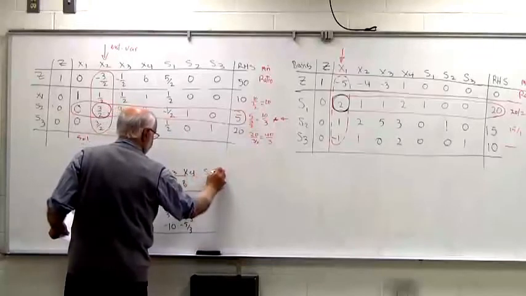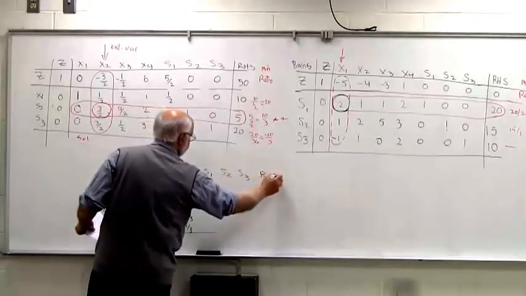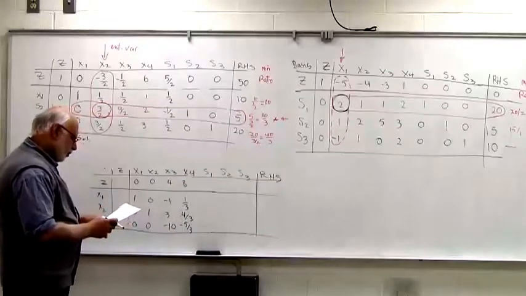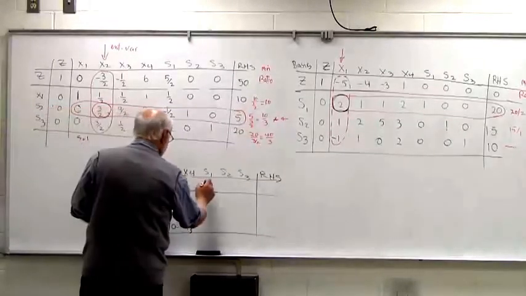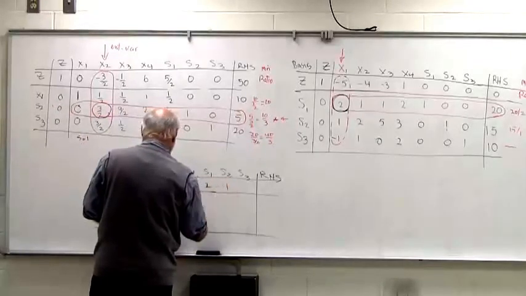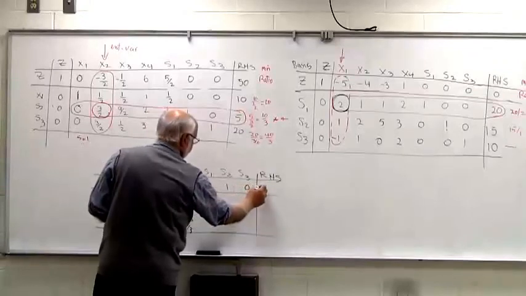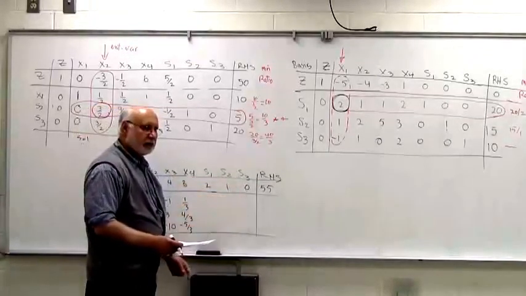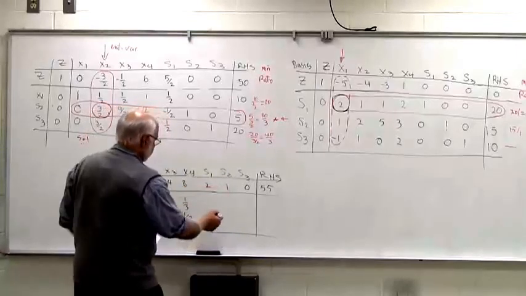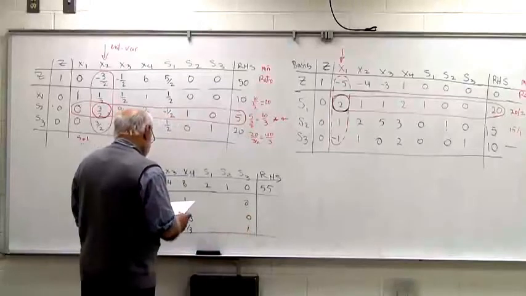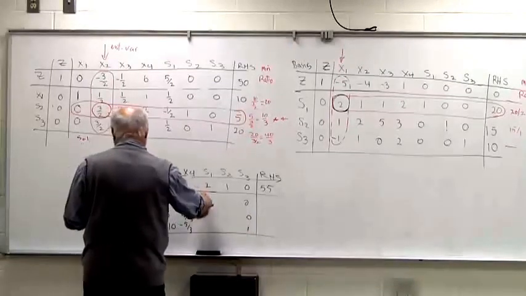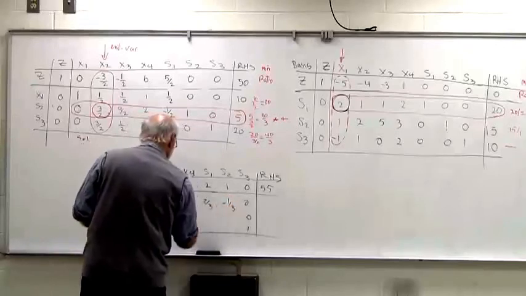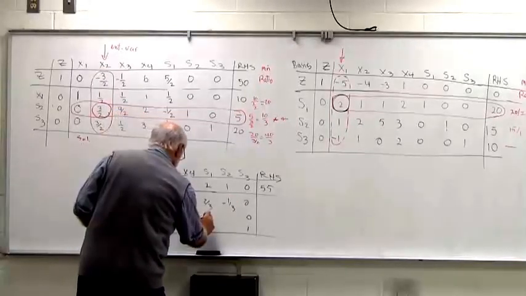X4, S1, S2, S3, and right-hand side. S1 will be 2. S2 will be 1, S3 will be 0. Right-hand side will be 0. The rest of them, 0, 0, 0, 1. S1 will be 2, and then I would have 2/3, and this one is negative 1/3. This one is 5/3.